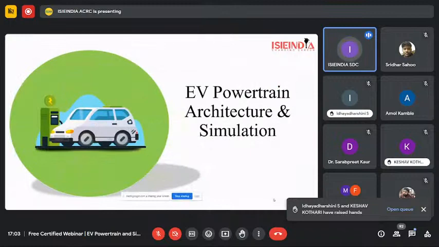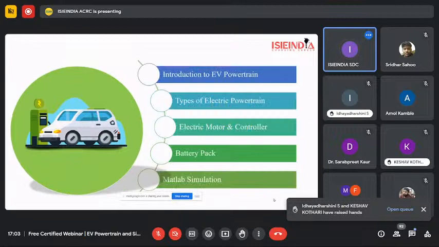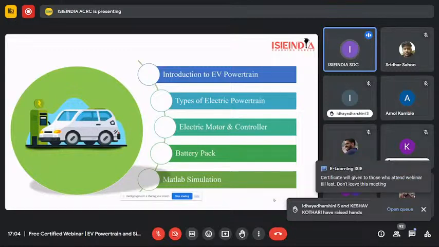So we'll be talking about the EV powertrain now. The agenda, or the content of today's webinar, will be the introduction to EV powertrain. We'll be talking about the different types of EV powertrain, like what the architectures are. We have seen the hybrid, the pure electric vehicle, and also the fuel cell powered electric vehicles. So we'll be talking about that.